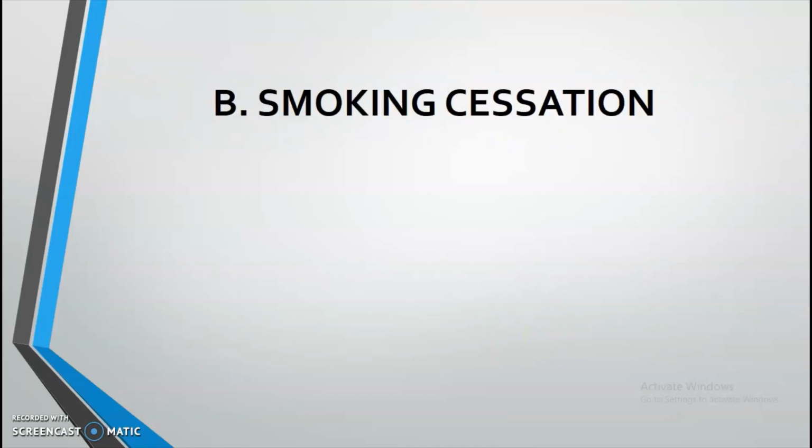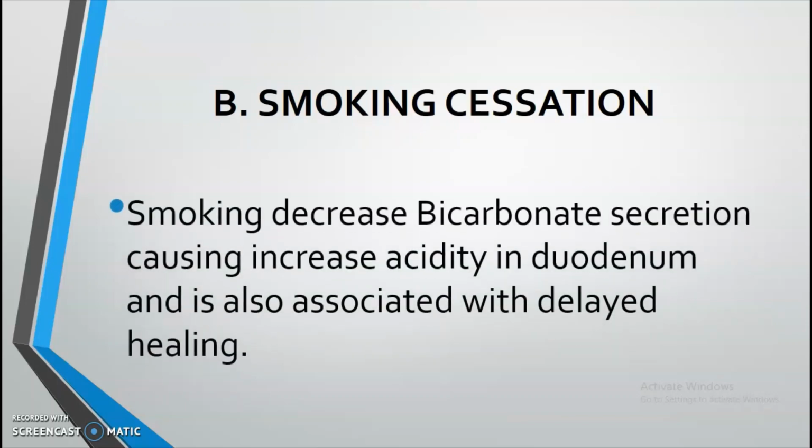Now, another intervention to include, aside from your pharmacologic management, is smoking cessation. As we already know, one of the risk factors of developing peptic ulcer is the use of tobacco. We have to do smoking cessation because smoking decreases bicarbonate, and bicarbonate is actually alkaline. Take note that acid's opposite is alkaline. So when you smoke, it decreases the bicarbonate, causing increased acidity in the duodenum, and it's also associated with delayed healing.